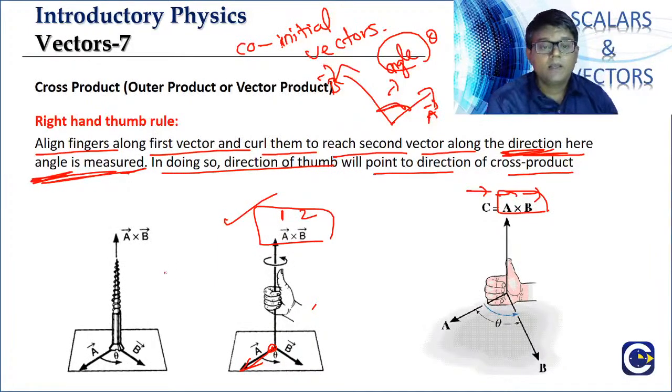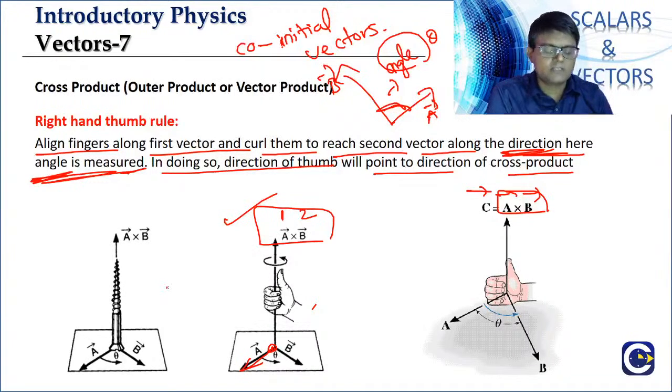Now, before we discuss more about this right hand thumb rule, let us quickly take a look at the right hand screw rule. As I said, this is not very popular. It is the same concept. If you rotate the screw with your right hand, in the same way, you rotate it from A bar to B bar.